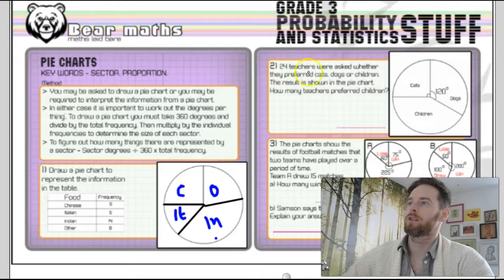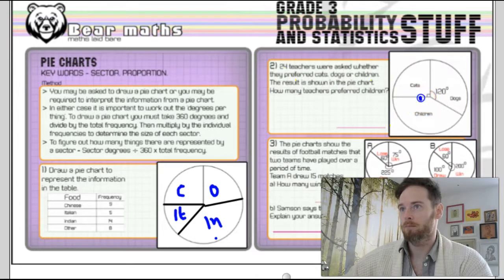Question 2. 24 teachers were asked whether they preferred cats, dogs or children. The result is shown in the pie chart. How many teachers preferred children? Now, this part of the pie is worth a certain number of degrees. We can see there's 90 and 120 there already, right? So this would be 360, take away both of those numbers. So adding them together gives us 210. And if we take 210 away from 360, we get 150 degrees.